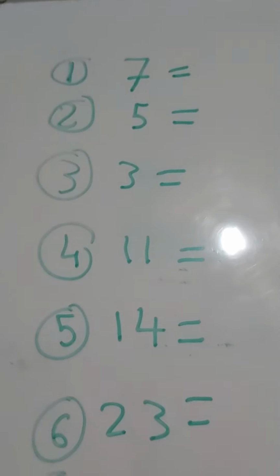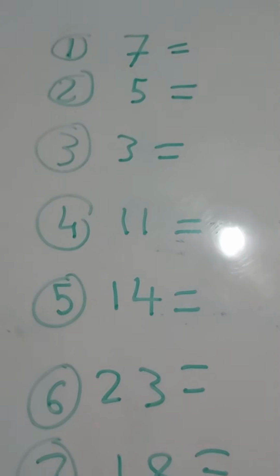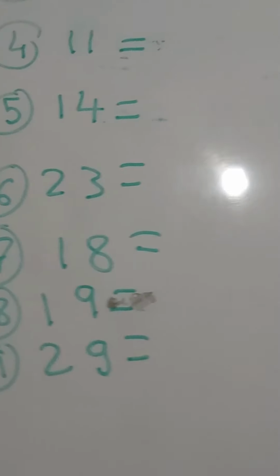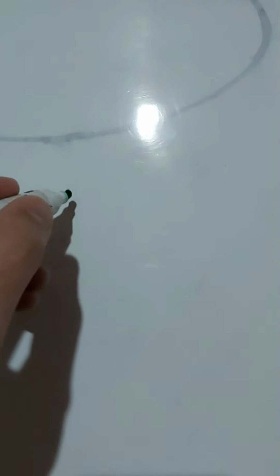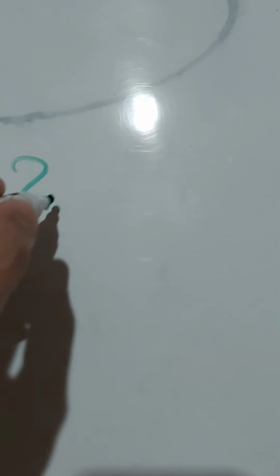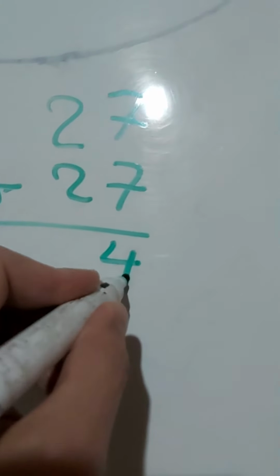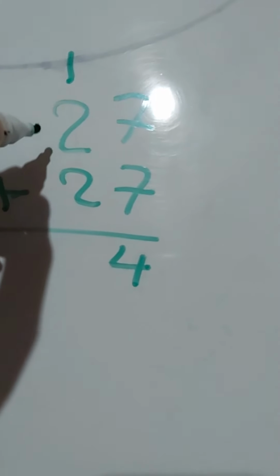Okay, now these are the questions. You're going to double 7, 5, 3, 11, 14, 23, 18, 19, 29. Just to realize, if I have a big number that I'm going to double, say 27, I add them and I use carrying. Okay, so 27 plus 27, I get 7 plus 7, 14, so I have the 4, carry the 1 and 2, 3, 3 and 2 is 5.